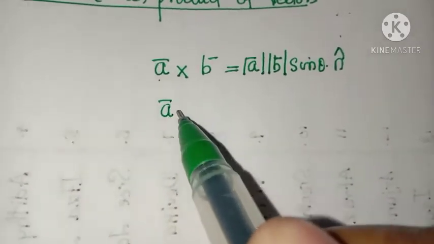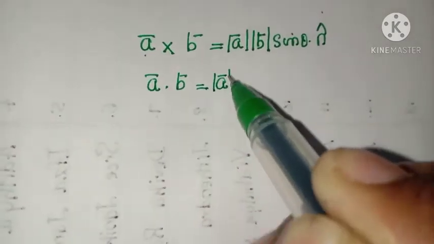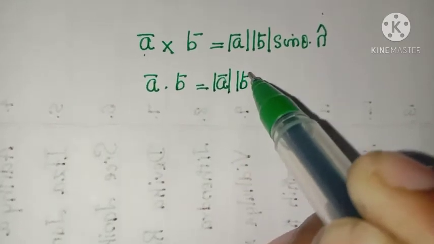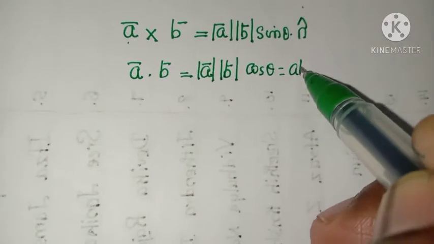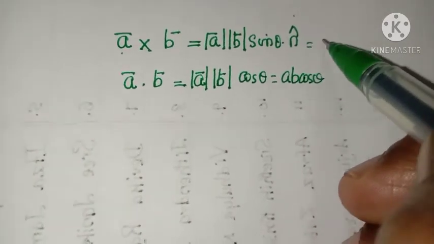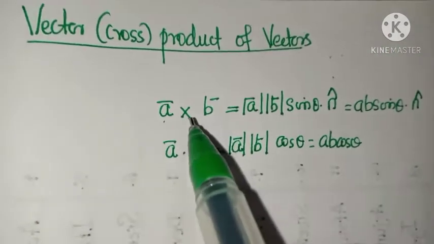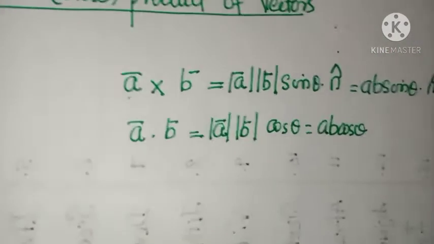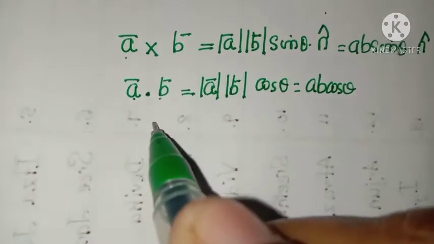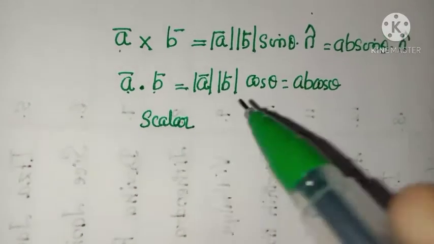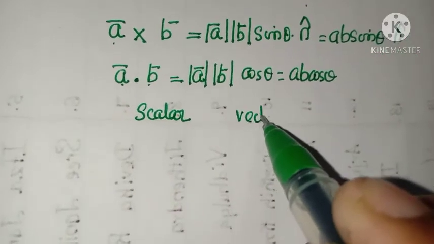We already defined the dot product of vectors. The dot product is the magnitude of vector A into magnitude of vector B into cos theta. That is AB cos theta. Here it is AB sin theta into a unit vector perpendicular to vector A and vector B. And I told you that the dot product of two vectors is always a scalar. At the same time, the cross product of two vectors is always a vector itself.